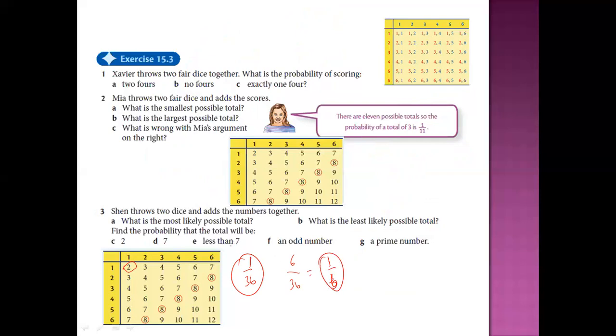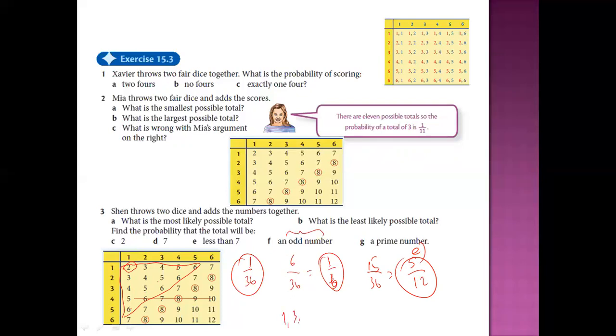And less than 7 means we'll take this side of the table. Counting, we get 15 over 36. Then simplify that by 3, you will get 5 over 12. That's option E. And an odd number, what is an odd number?